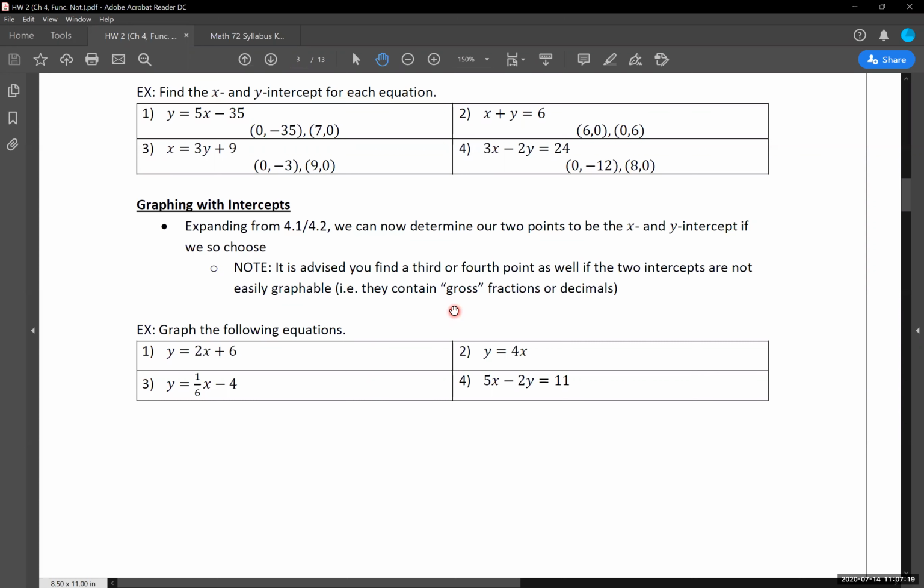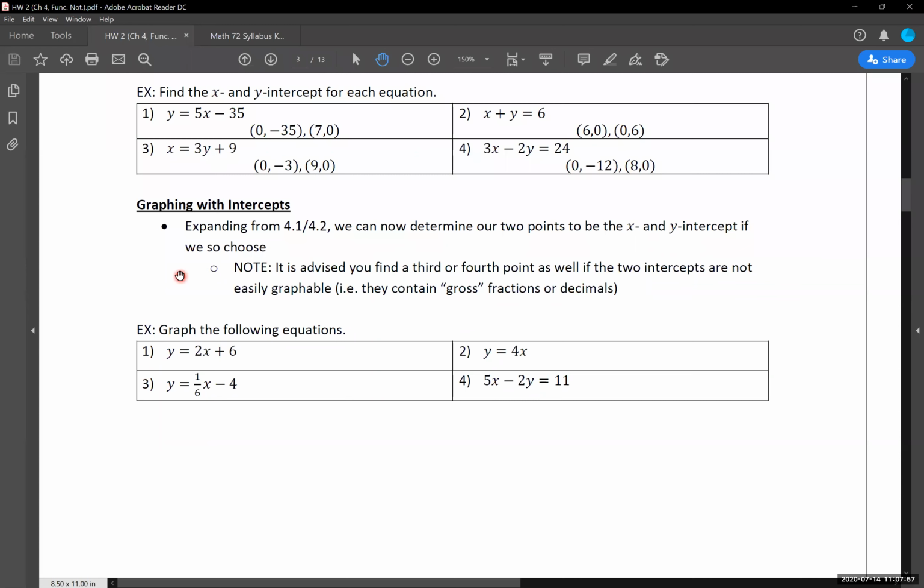But if the y-intercept ends up being, let's say, (0, 2.1735829), whatever, a bunch of stuff after that, that's not really a nice point, shall we say. It's a gross fraction or decimal, and we may want to find a third or fourth point that's a bit easier to graph. But the main idea behind this is that now, when we're asked to find our 2 points, we could find the x and y intercept and use those instead.